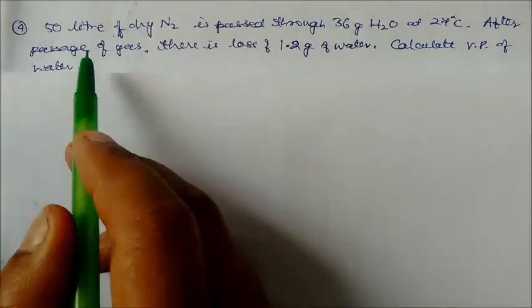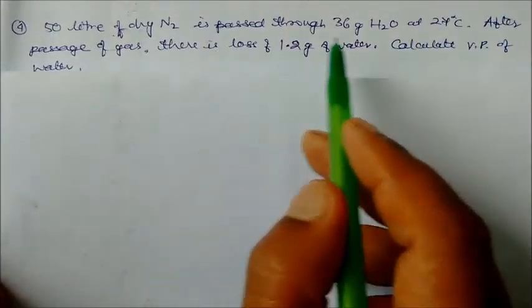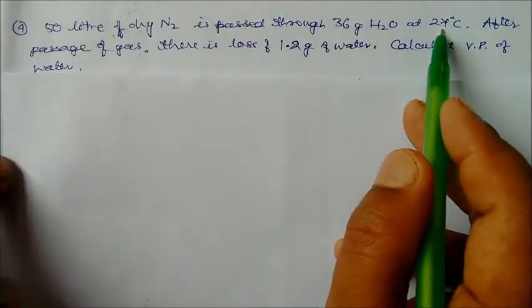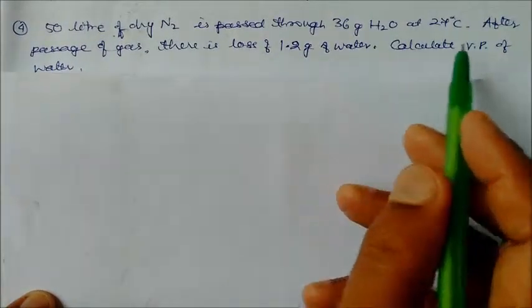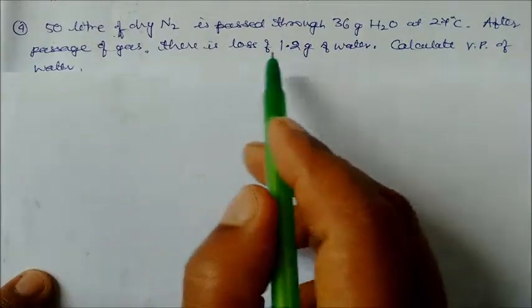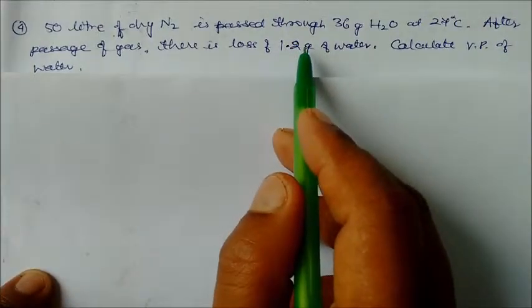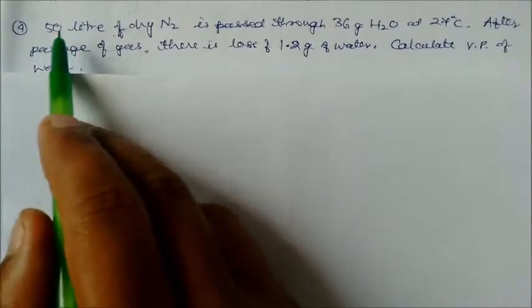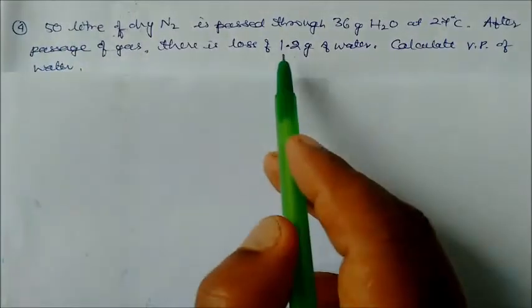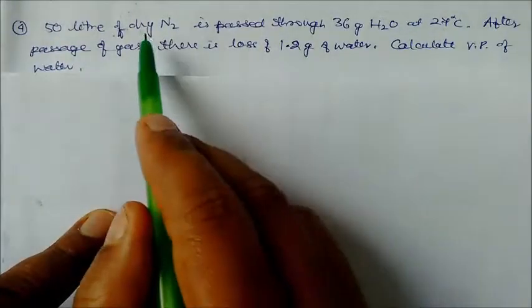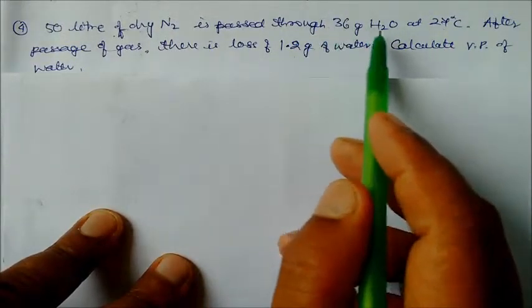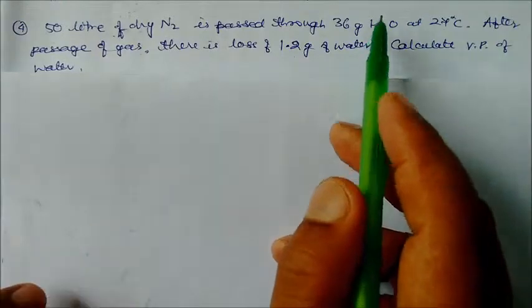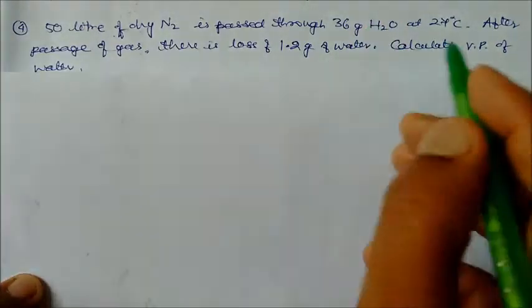50 liter of dry nitrogen is passed through 36 gram of water at 27 degrees centigrade. After the passage of gas, there is a loss of 1.2 gram of water. Calculate the vapor pressure of water. So this amount of water is present in vapor form in this much volume. Volume is given, weight of the water vapor is also given, temperature is given, and it is passed through 36 gram of water, which is of no use. What is the vapor pressure of water?